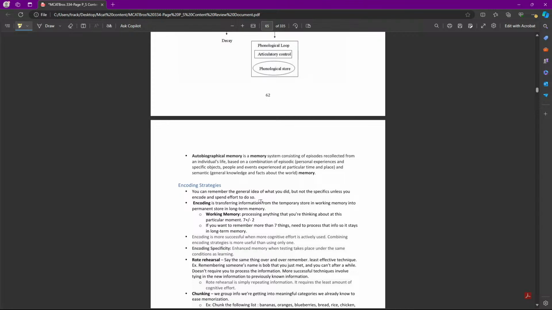Autobiographical memory is a memory system consisting of episodes collected from an individual's life, based on a combination of episodic and semantic memory. I haven't heard this term before, so I'm highlighting it. But it makes sense. You want a mix of facts and experiences to give an autobiography about yourself.